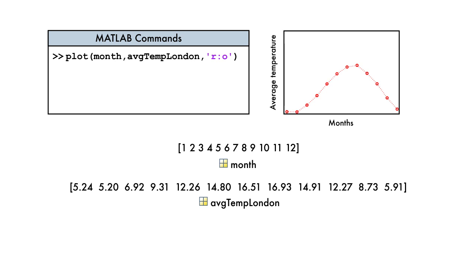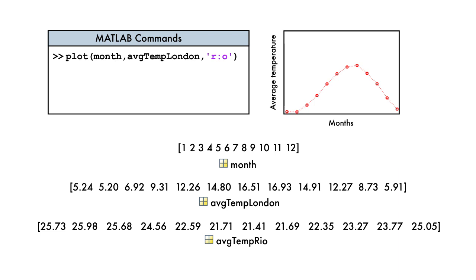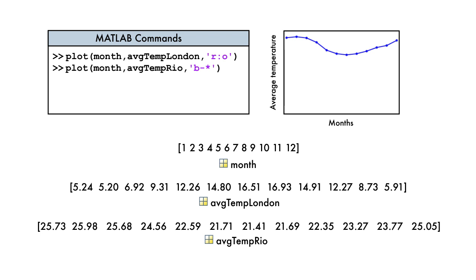Now suppose we want to visually compare the average monthly temperatures in London and another city. How can we plot the temperatures in both the cities on the same graph? Let's try to add the line plot of temperatures in Rio to the existing graph, again using the plot function. The default behavior of the plot function is to replace older plots in the figure with the most recent plot.